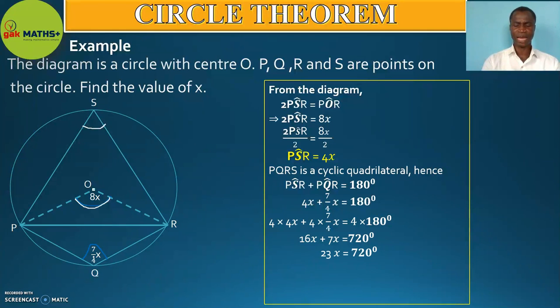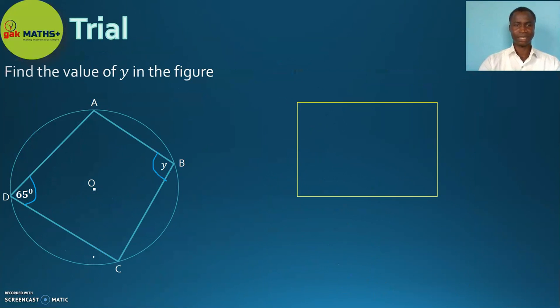Finding the sum, we have 23x is equal to 720 degrees. And dividing both sides by the coefficient of x, we have the value of x to be approximately equal to 31.4 degrees. Great. Now, pause the video and try these questions.